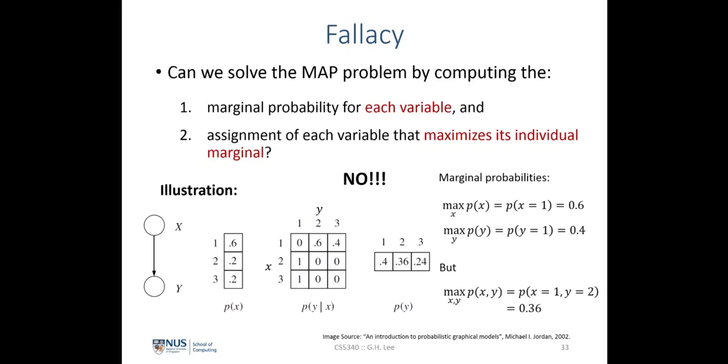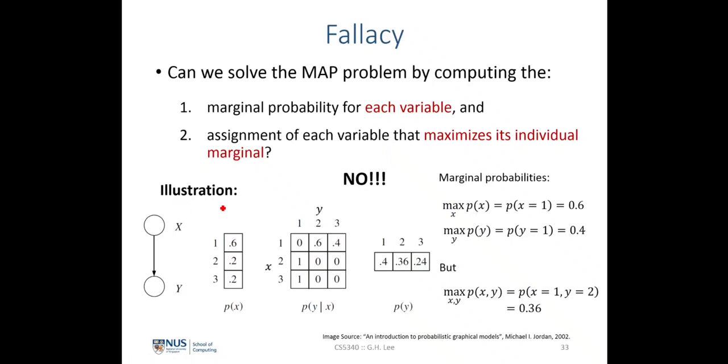It should be noted that there is a general fallacy of whether we can compute the maximal a posteriori problem by just simply solving the marginal probability for each random variable and picking the assignment of each random variable that maximizes its individual marginal. So the answer is actually no, we can't do this. We'll see why this is so.